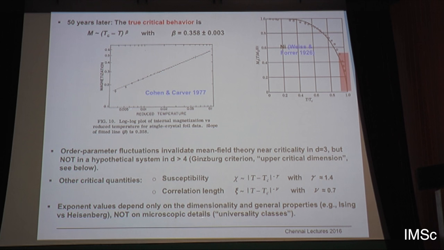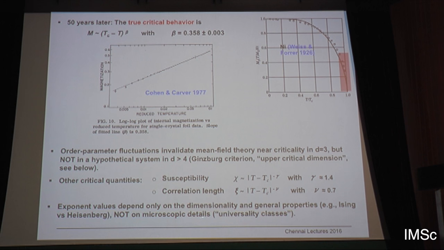So then in 1977, let me just advertise my late friend Dave Cohen's thesis. For his thesis in 1977, he measured the exponent beta in nickel. So beta is the thing that tells you how the magnetization goes to zero at the Curie temperature. And actually, almost 40 years later, this value for beta, 0.358 plus minus 0.003, is still the accepted value of beta in Heisenberg ferromagnets. That's quite an impressive thesis.